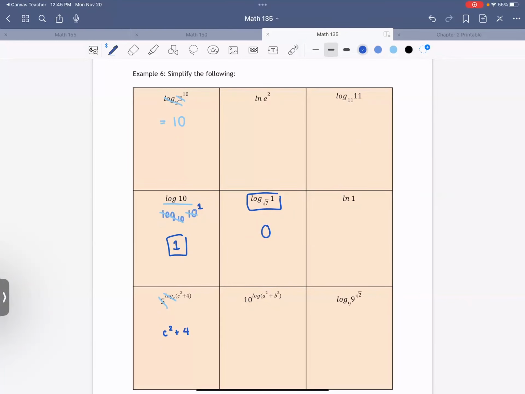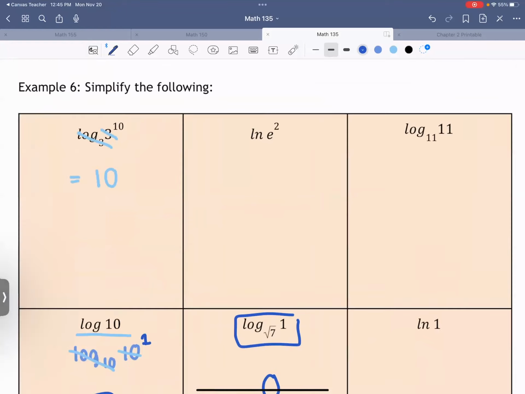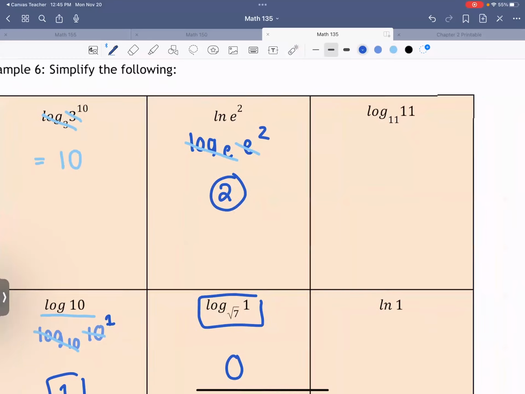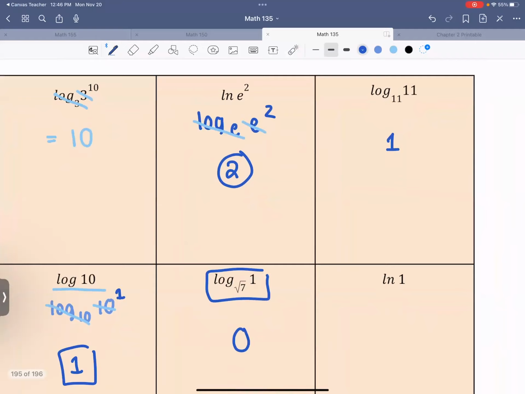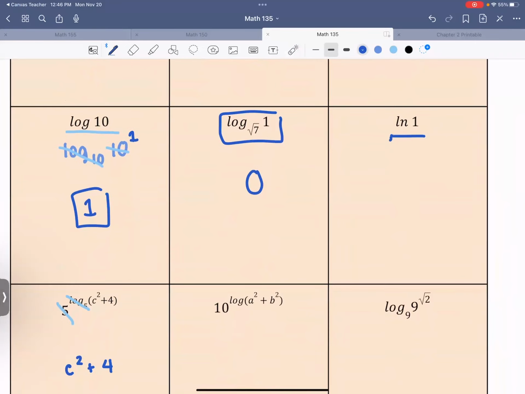All right. Let's do ln e squared. Now remember, what's another way of saying ln? Log base e of e squared. What cancels out? Everything but the 2, right? So we're left with 2. That's our answer, right? Let's do log base 11 of 11. What's that answer? 1, right? If the bases match, just 1. Okay. What's ln of 1? 0, right? Any log of 1 is 0.